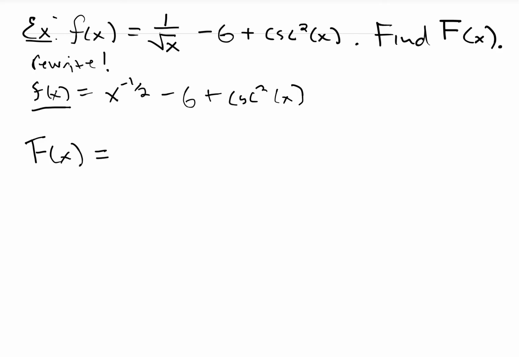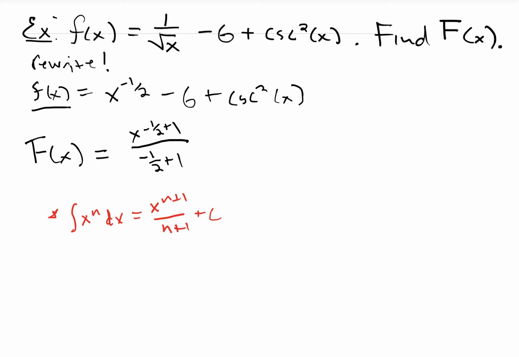What my rule said for power rule, and I'll write this just as a refresher here: your antiderivative rule for x to the n was supposed to be add 1 up top and then divide by that same number, right? So let's see if we can do this with this term. I want to add 1 up top, so I have x to the minus a half plus 1, and then I want to divide by that same number, so I'm dividing by minus a half plus 1.